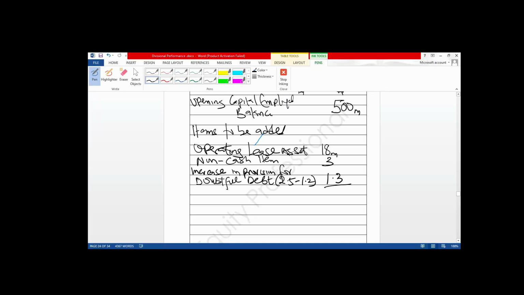So 18 plus 3, 21. I have 22, 0.3. This gives me 522.3 million. There is no decrease in provision. This is the adjusted capital employed.